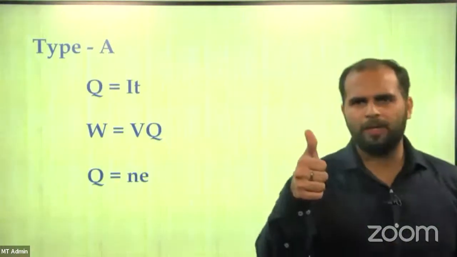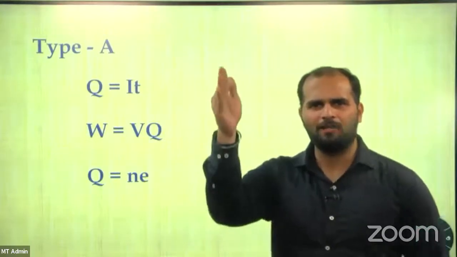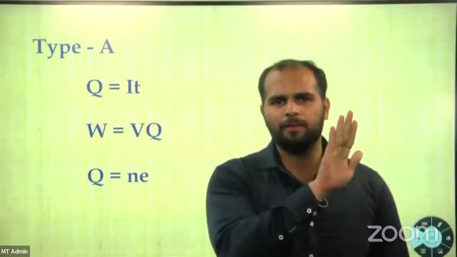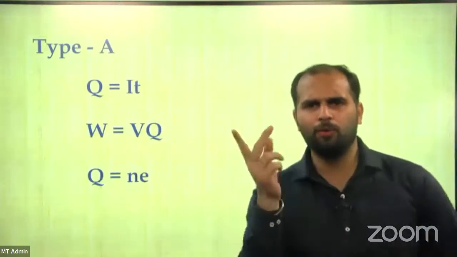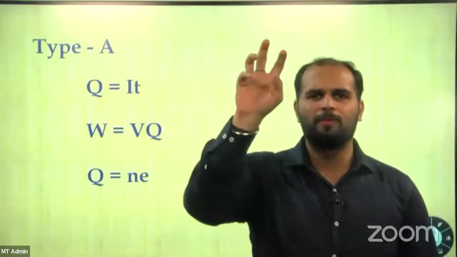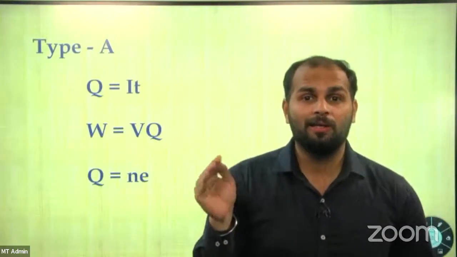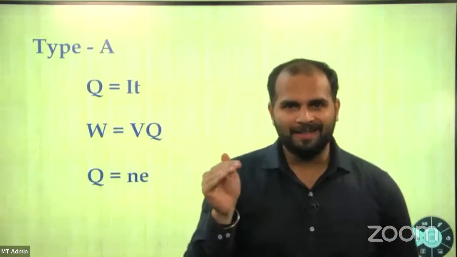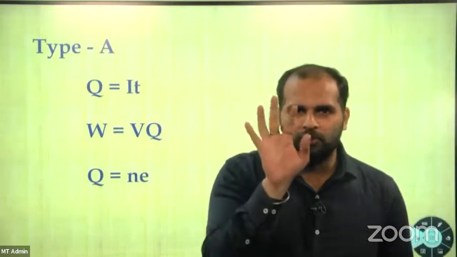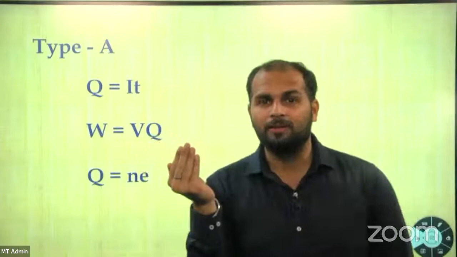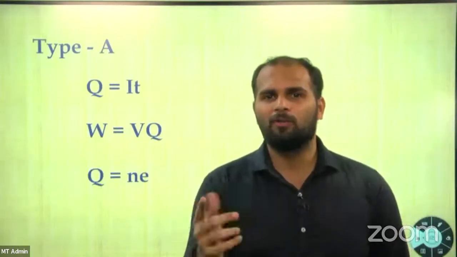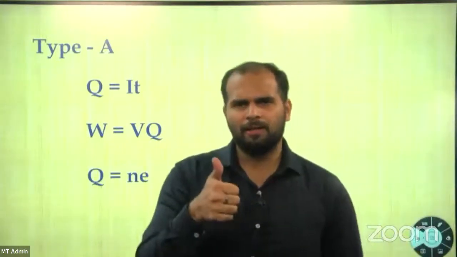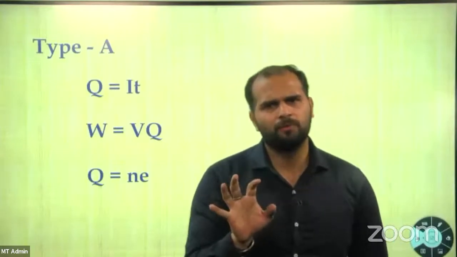So these three formulas are clear. First is Q is equal to I into T, that is I is equal to Q by T. Charge flowing per unit time is your current. Second is W is equal to QV. The basic formula was force into displacement. We are in current electricity, so the force is replaced by voltage, and displacement will be of a charge, right? And the third is Q is equal to N into E, the total number of charges times the charge of one.